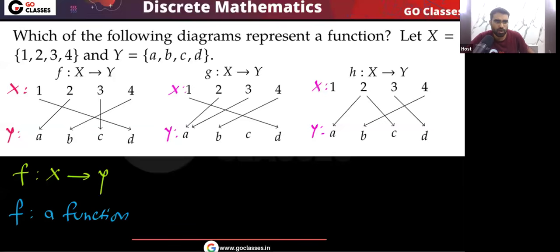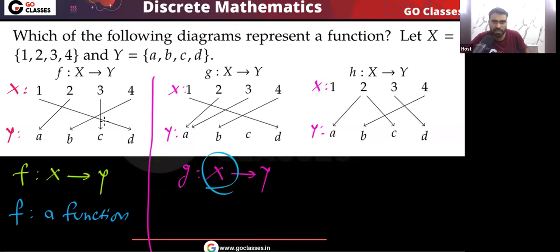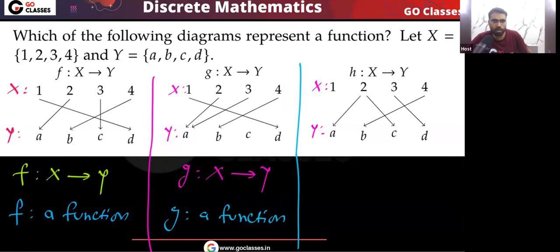F is a function. What about this G? Again, look at every element of set X. This function G is from set X to set Y. Every element individually is mapping to exactly one element. 2 is mapping to A. 3 is mapping to exactly one element, that is A. 4 is mapping to exactly one element, that is A. So you can see again, this G is also a function. And what about this H?